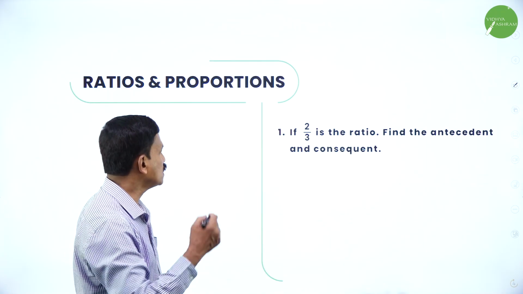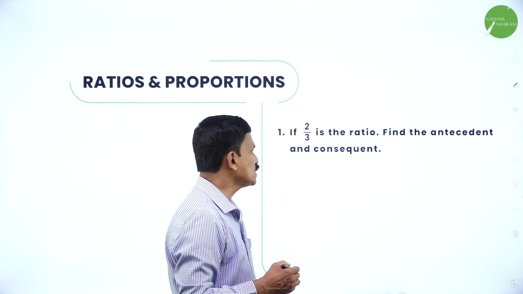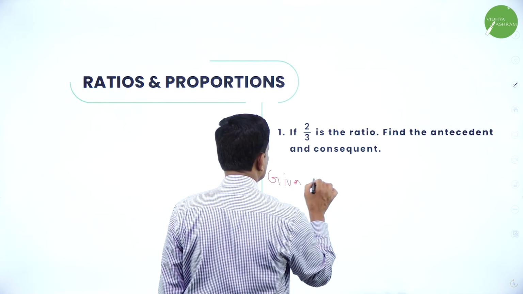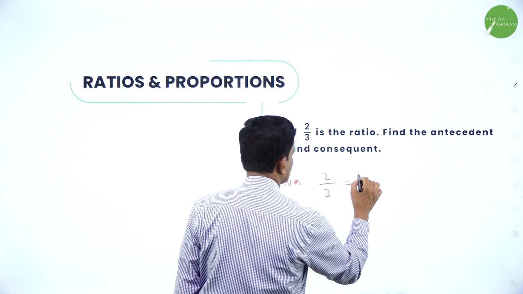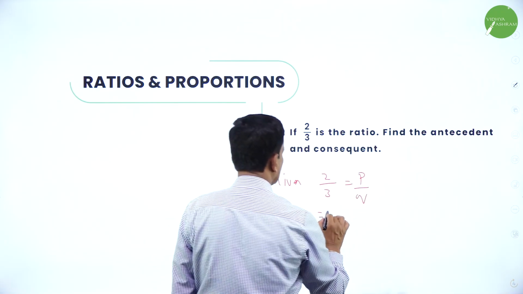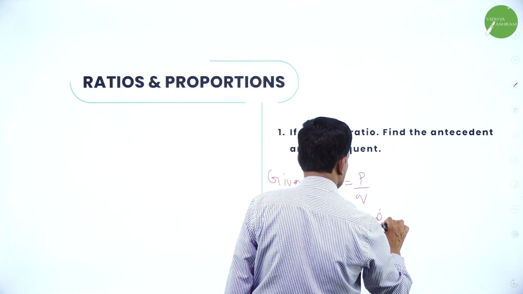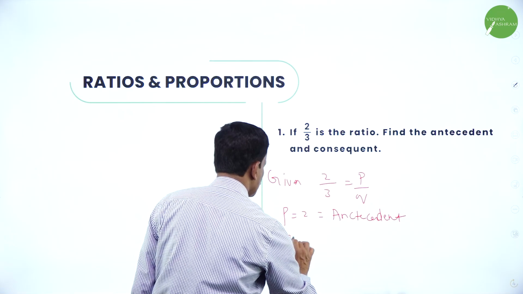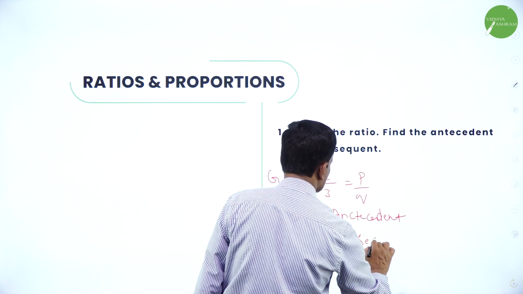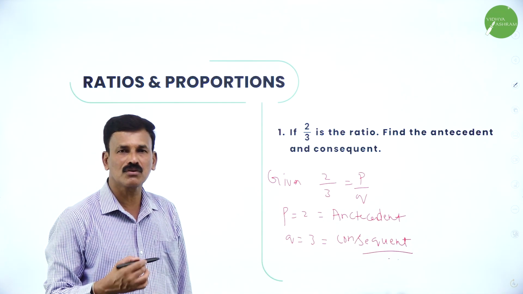Now by knowing this, let us take an example. If 2 by 3 is the ratio, find the antecedent and consequent. What is given here? Given that 2 by 3, this is nothing but P by Q. So P is equal to 2, this is called the antecedent, and Q is equal to 3, that is called the consequent. So antecedent is 2 and consequent is 3.